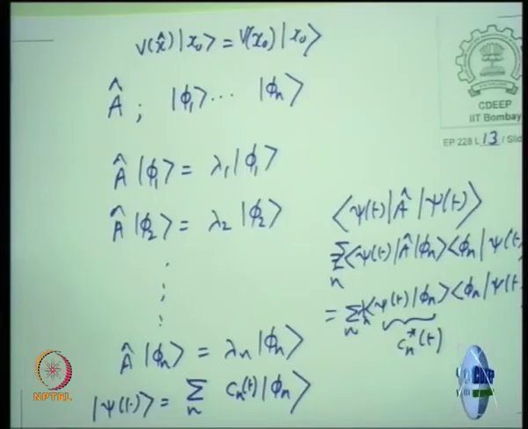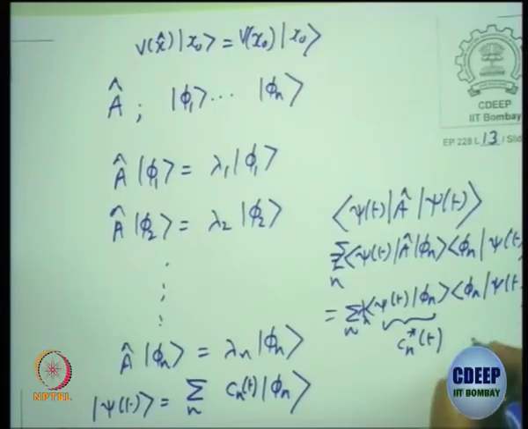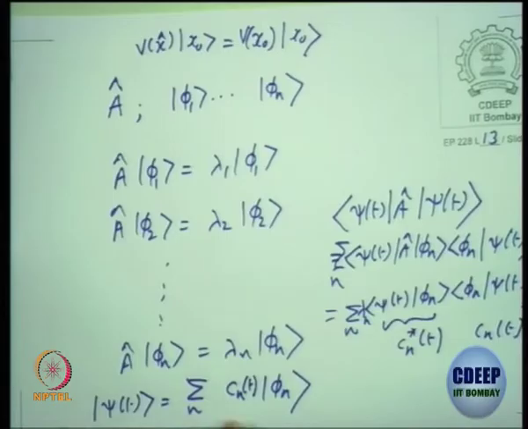Cn star of t. And what about this? Cn of t. Is that right? From here you can write Cn of t as phi n with psi of t. Is it straightforward that you can see that these are the tricks you have to use when you do the computation? Go to the eigenbasis of an operator and try to make use of this eigenbasis. So, most of the time we should make the calculation simpler, means you can always go to one particular basis.